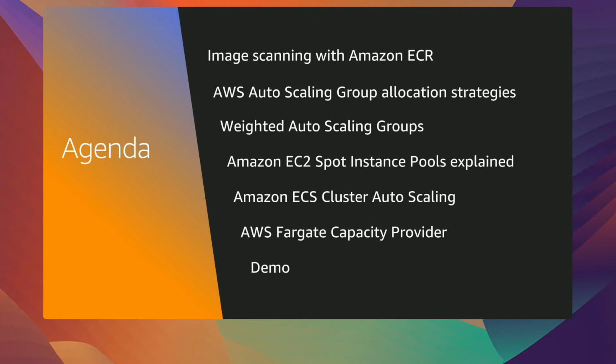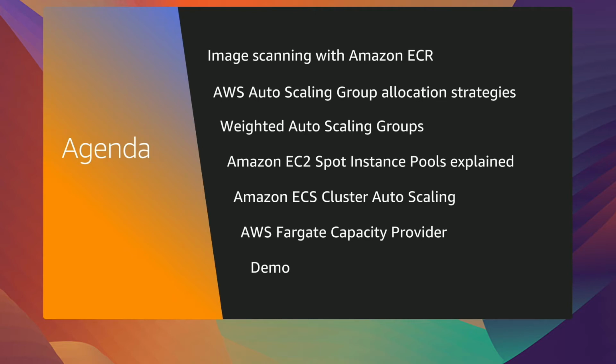Then we're going to move over to ECS cluster auto-scaling, and this is where you have the ability to create an ECS cluster with no EC2 instances running, or let's say a certain amount that you have, and then depending on how many containers you launch or tasks you launch on that cluster, it'll actually increase the cluster to accommodate this capacity need that you have.